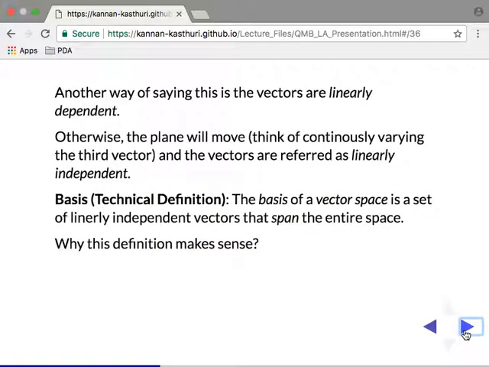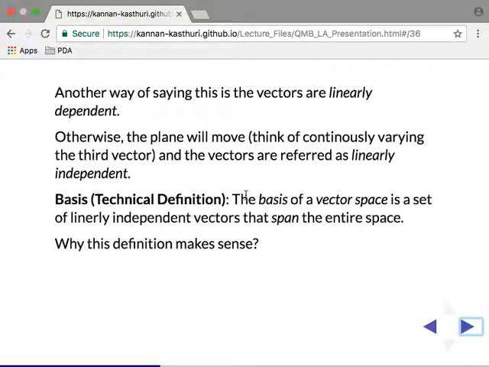So there is another way of saying this. These are called linear dependence. So three vectors in three dimensions could be linearly dependent if either one or two of the vectors is a multiple of the others. You can think of it this way: if they all converge in a plane, they are linearly dependent, right? So that is the basis.